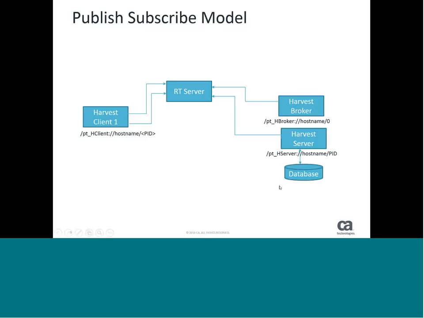Then the broker will start the Harvest servers. For simplicity, I have just mentioned one server here, but there can be multiple Harvest servers depending upon a particular configuration. Then the broker will start the Harvest server, and the Harvest server will also register with the RT server, saying, see, this is my URL, PTH server, whatever the host name is on which this server is running. It will subscribe to itself, saying: please RT server, send me the messages that are destined for me.